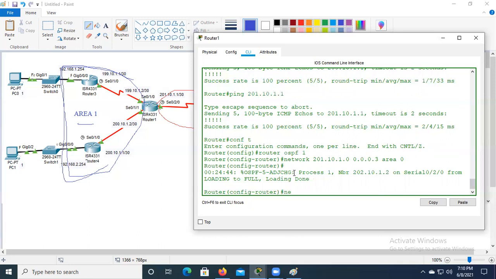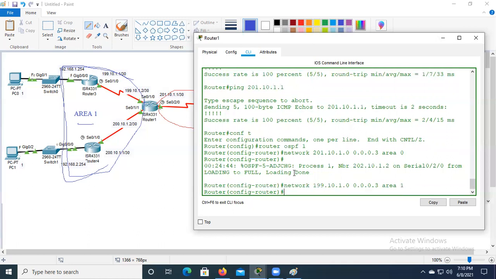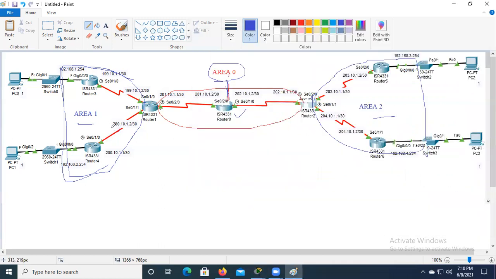Network 199.10.1.0 0.0.0.3 area 1. This is the 199 network, and then the 200 network. This 199 network should be in area 1, because this router connects area 1 to area 0. Yes or no? This router is an ABR. It connects area 1 to area 0, so these two serials connected on this side must be advertised in area 1.